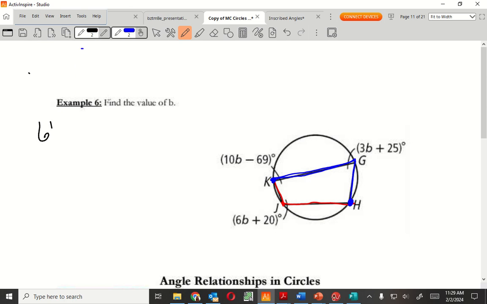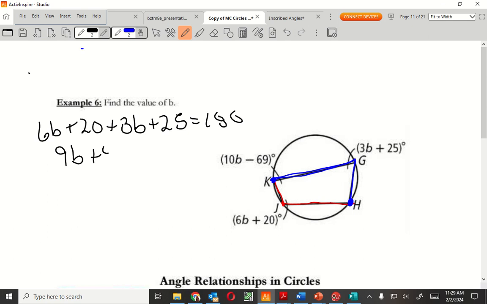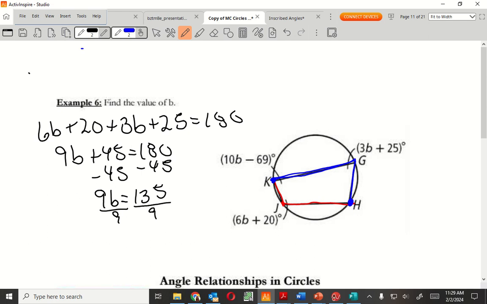Mathematically, I'm going to write 6b plus 20, plus 25 equals 180. Don't you have to do both sides? You will, but it's going to be 9b plus 45 equals 180. Minus 45. 9b is 135. Divide by 9. B is 15? Yeah.